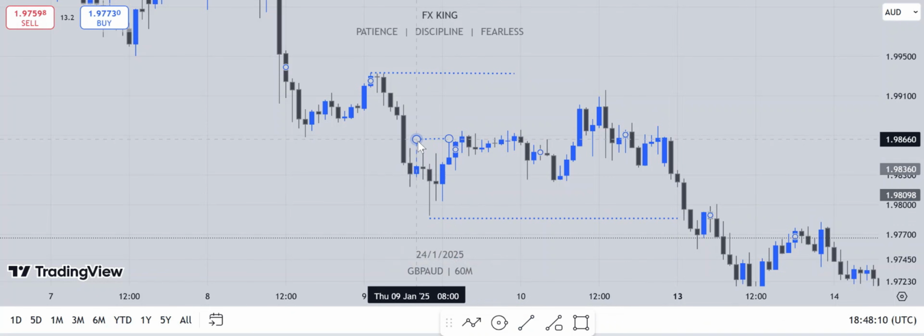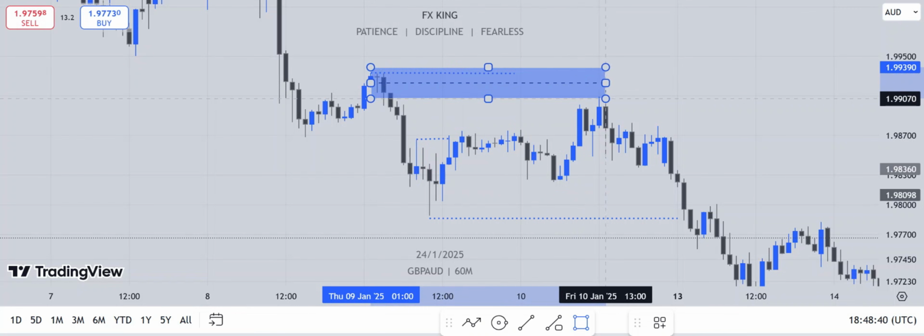Now our inducement has been taken out here, right? I told you that when inducement is taken out, you can buy from the next POI, or you can sell. It doesn't really matter. If the market is going up and the inducement is taken out, you can buy. If the market is going down and the inducement is taken out, you can sell.